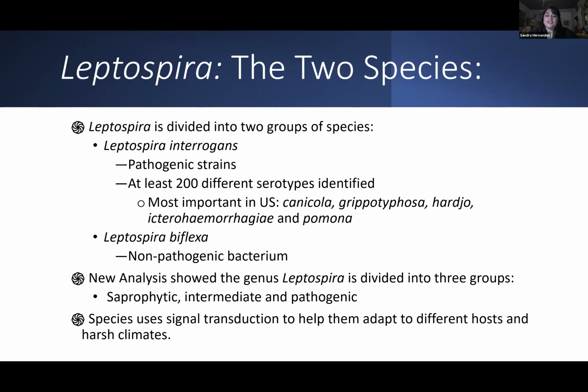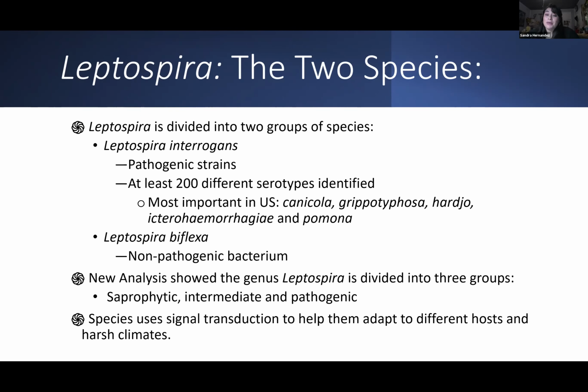In the United States, the most important serotypes have been Canicola, Grippotyphosa, Hardjo, Icterohaemorrhagiae, and Pomona. Leptospira biflexa, on the other hand, is a non-pathogenic bacterium that contains saprophytic strains isolated from the environment.